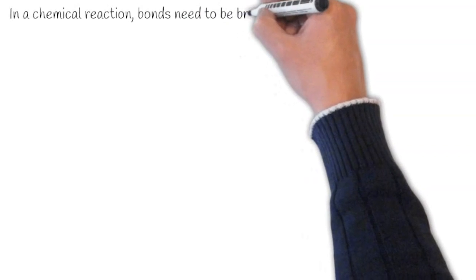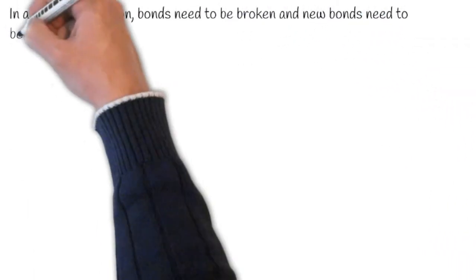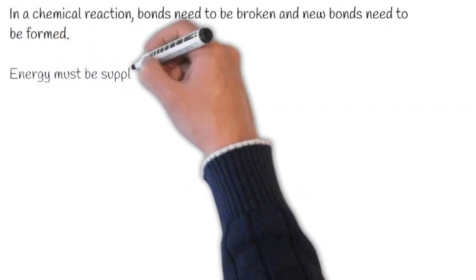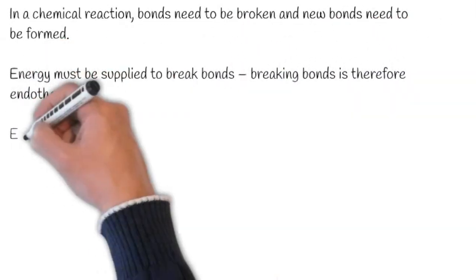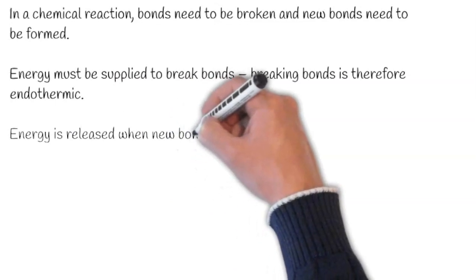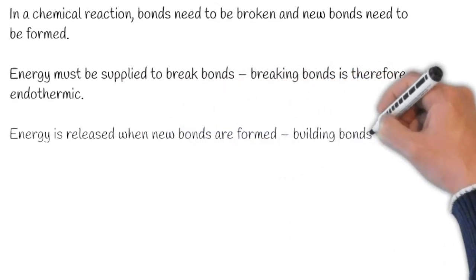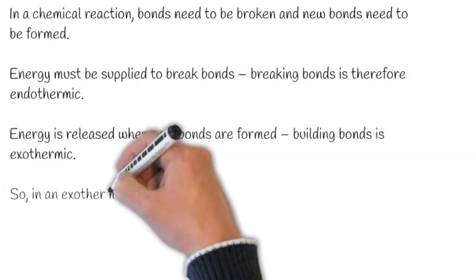In a chemical reaction, bonds need to be broken and new bonds need to form. Energy must be supplied to break bonds. Breaking bonds is therefore endothermic. Energy is released when new bonds are formed. Building bonds is therefore exothermic.